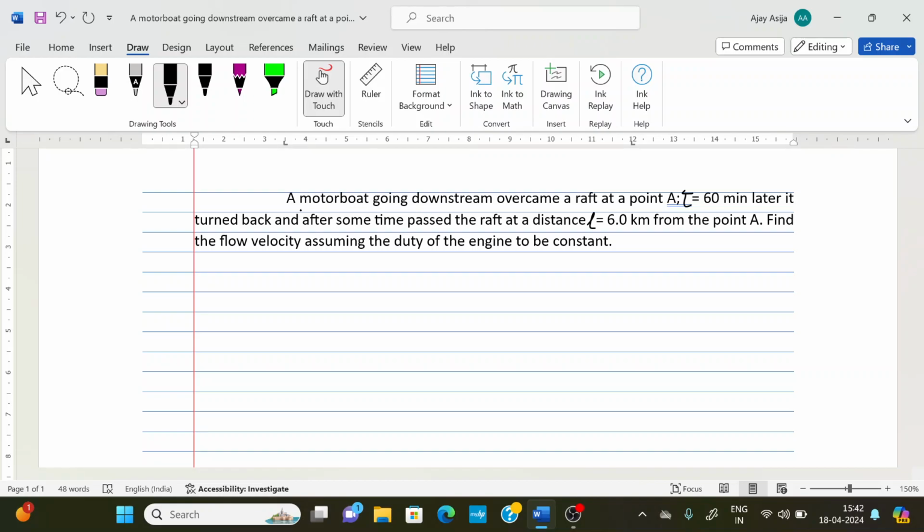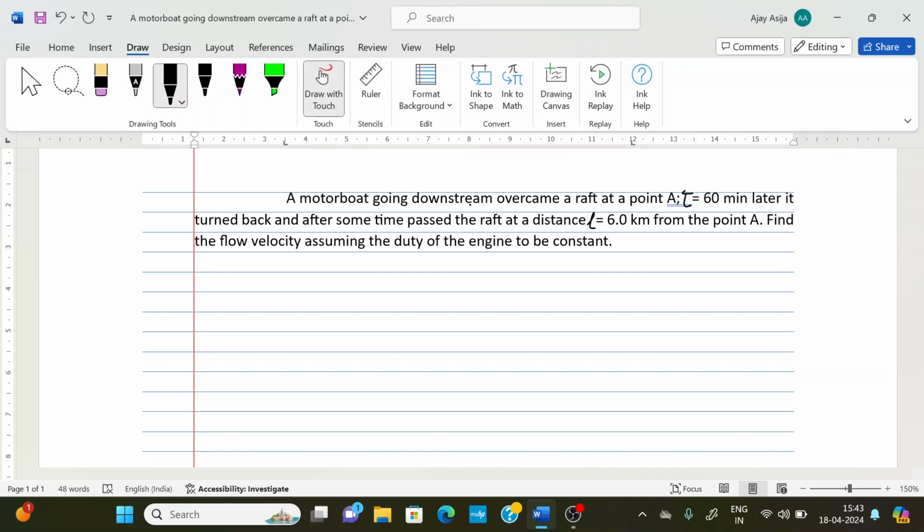So let us start with the first problem. A motorboat going downstream overcame a raft at a point A. Tau is equal to 60 minutes later, it turned back and after some time passed the raft at a distance L is equal to 6.0 kilometer from the point A. Find the flow velocity assuming the duty of engine to be constant. So let us first understand the problem.